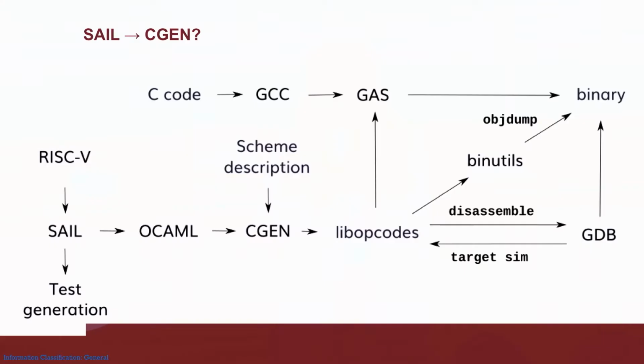Hi, I'm Mary Bennett, and my poster is on my third-year university project, which has the title, Using Formal Methods to Review CGen's Formal Semantics. Can a RISC-V SAIL description be transformed into a CGen architecture description?